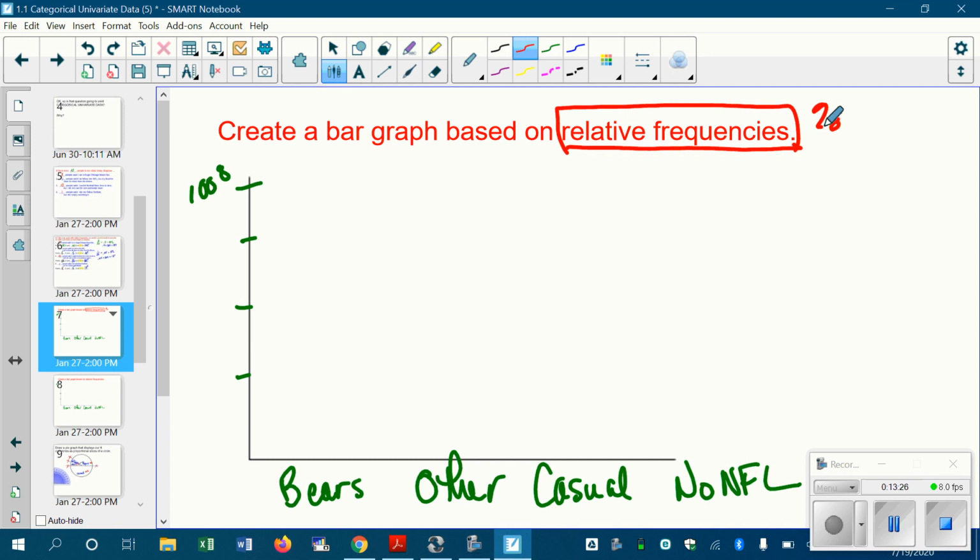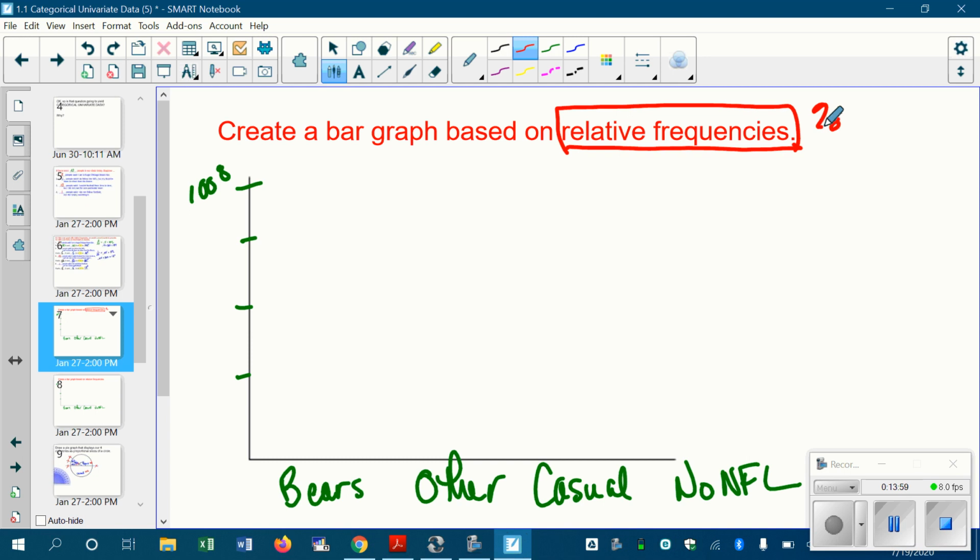You can see I already have the labels at the bottom. I know I need labels because this is categorical data, so I need the categories. So at the bottom, I have the Bears, another team, casual viewer, don't like the NFL. And then on the left-hand edge, you do need to label as percentages. So you might, for example, choose to label up to 100% and then subdivide by fourths. So then each of these tick marks is 25%. I might choose to subdivide differently.